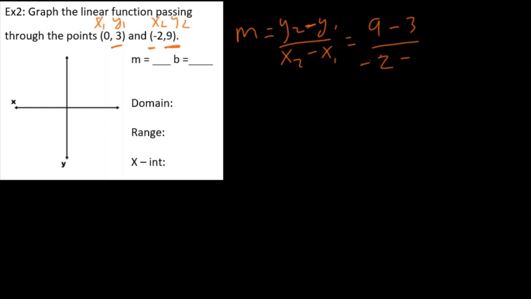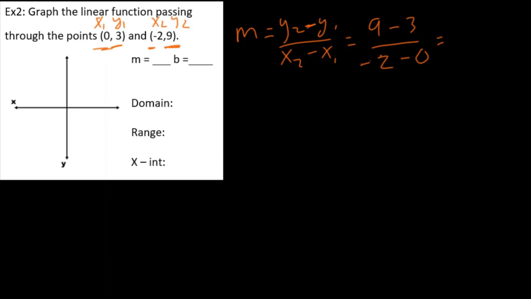Now, the first thing we always have to find when given 2 points is our slope. So I can write m equals y2 minus y1 over x2 minus x1. Let's make that negative just a little bit nicer. Now, when I go to plug these things in, let's look at where we labeled things. Well, I see that my y2 is 9, minus my y1 which is 3, over my x2, negative 2, minus my x1, which is 0.